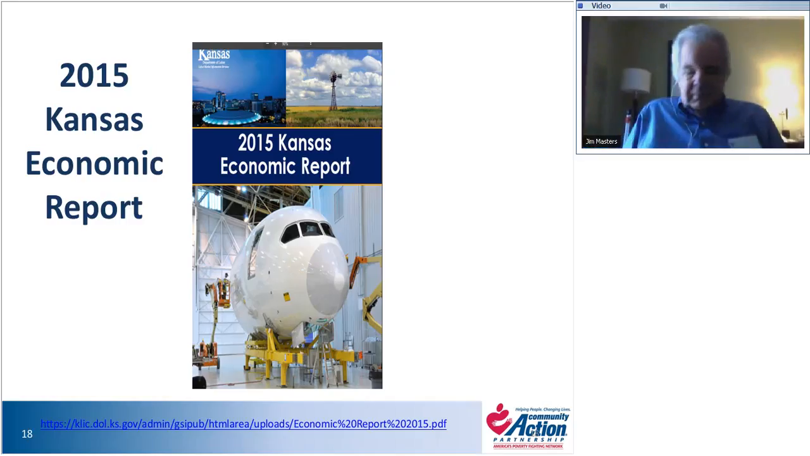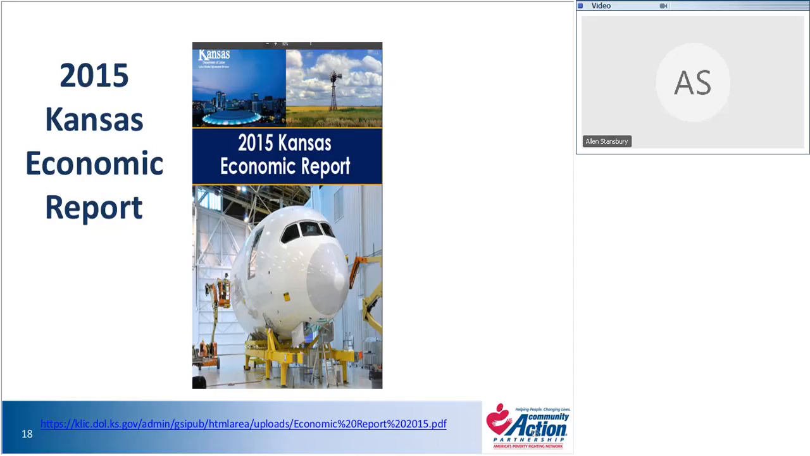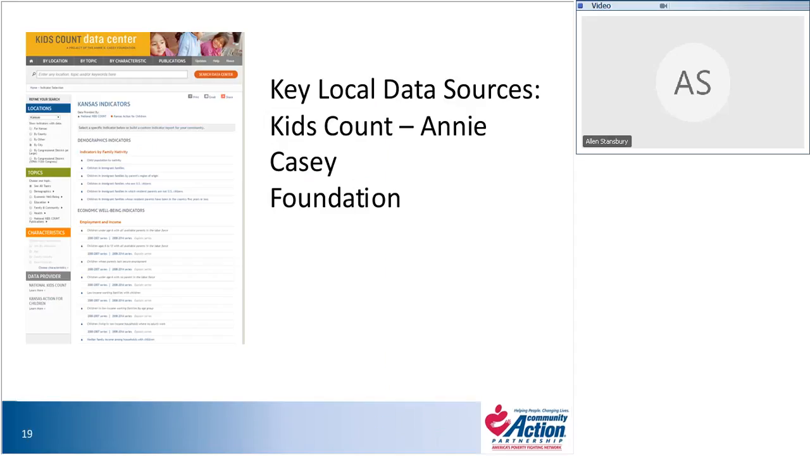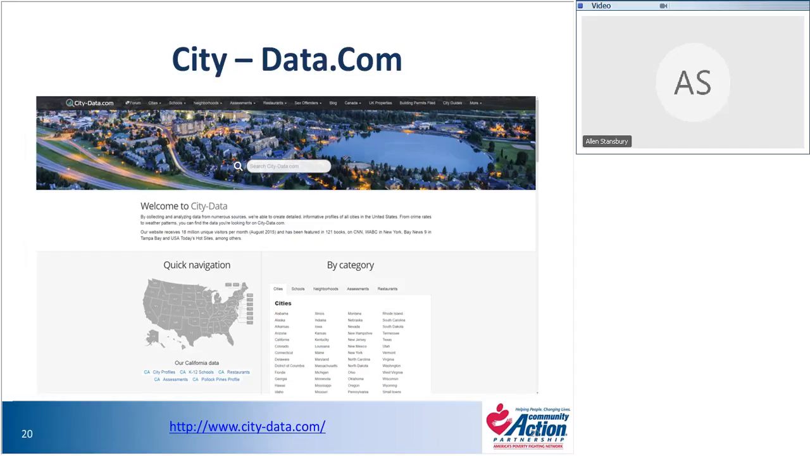Okay, thank you for pointing that out. Other sources: don't be afraid of using organizations such as the Department of Labor for the state or the local Department of Labor. They provide quite a bit of good information, especially about labor statistics. Going on here, Kids Count Data Center. We're going to be using a lot of that from the Annie Casey Foundation. That's a really important source that we recommend. There's another one, citydata.com. They rely mostly on census data. You see some of the information we derive from that source.